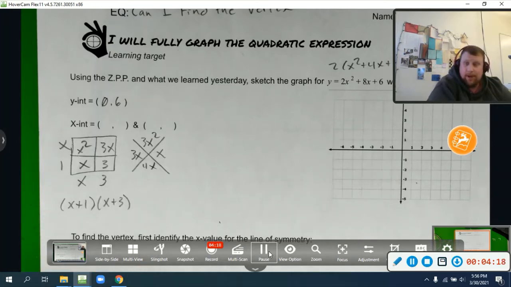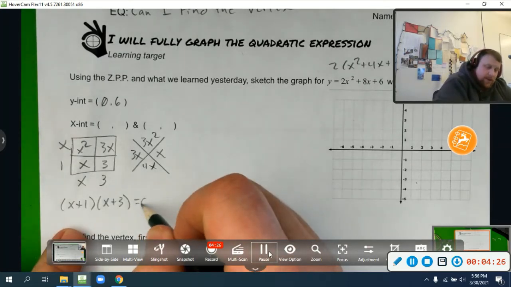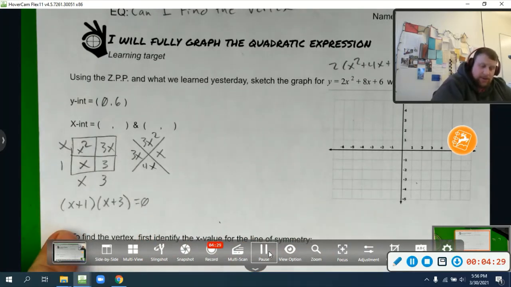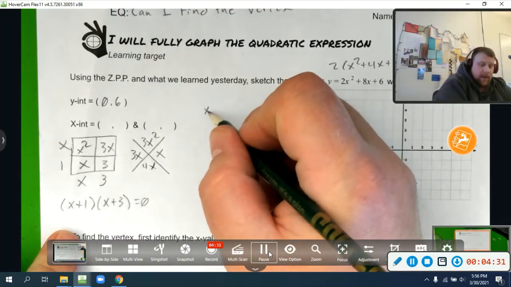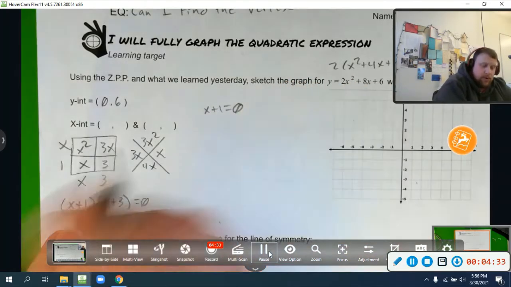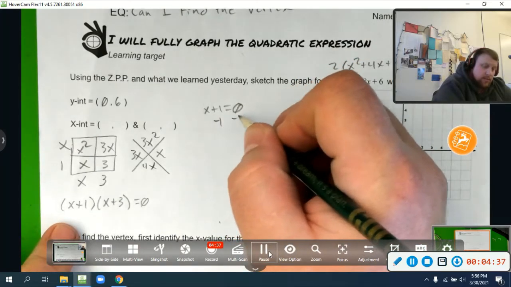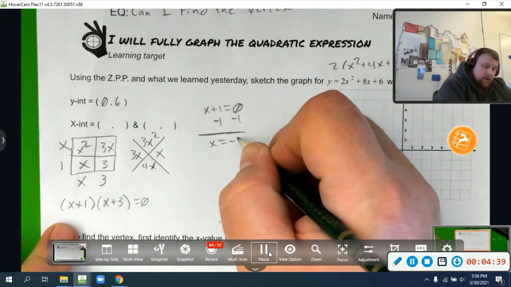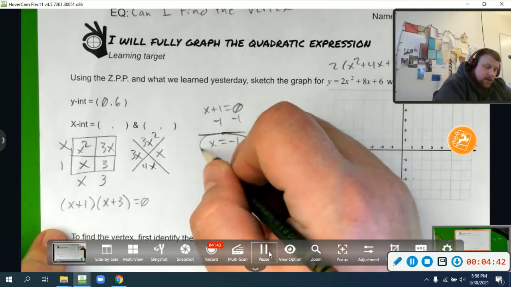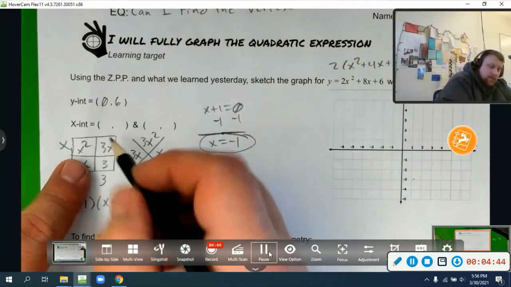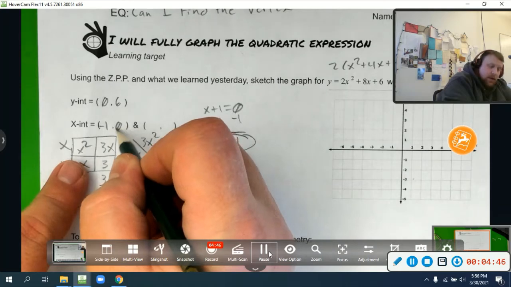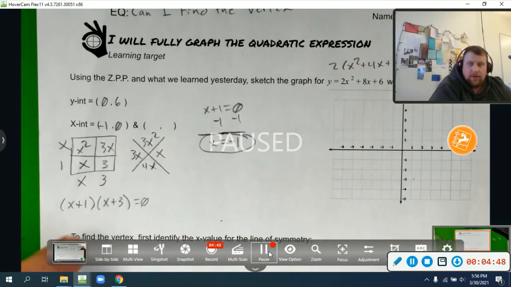Probably pause it right here and wait. Good, I got a couple of good responses. Good job. Okay. We got to set it equal to 0, right? We got to set each term equal to 0. So what am I going to have? I'm going to have x plus 1 equals 0. And minus 1, right? We get x equals negative 1. Which means, what is my first x-intercept? Negative 1, 0. Go ahead and solve for the next one, and we'll get back together in just a moment.